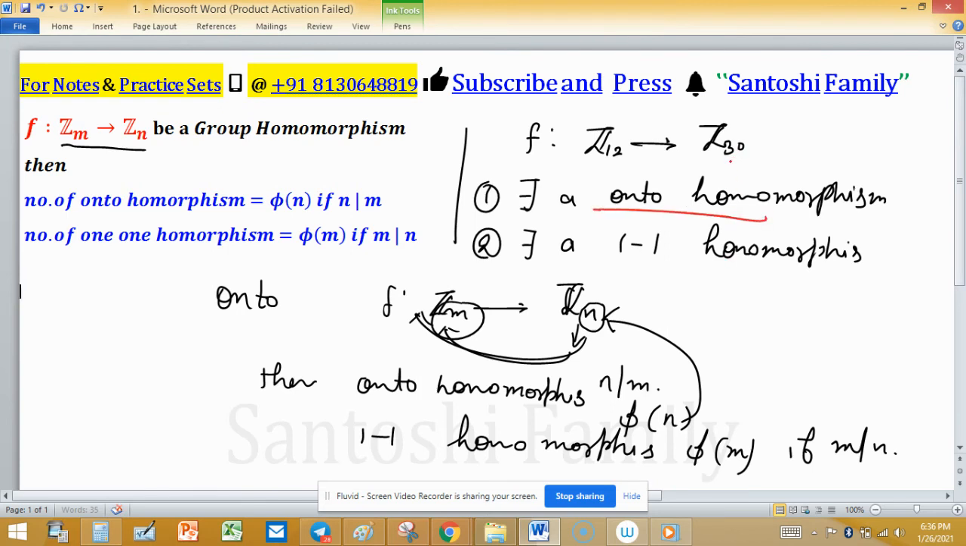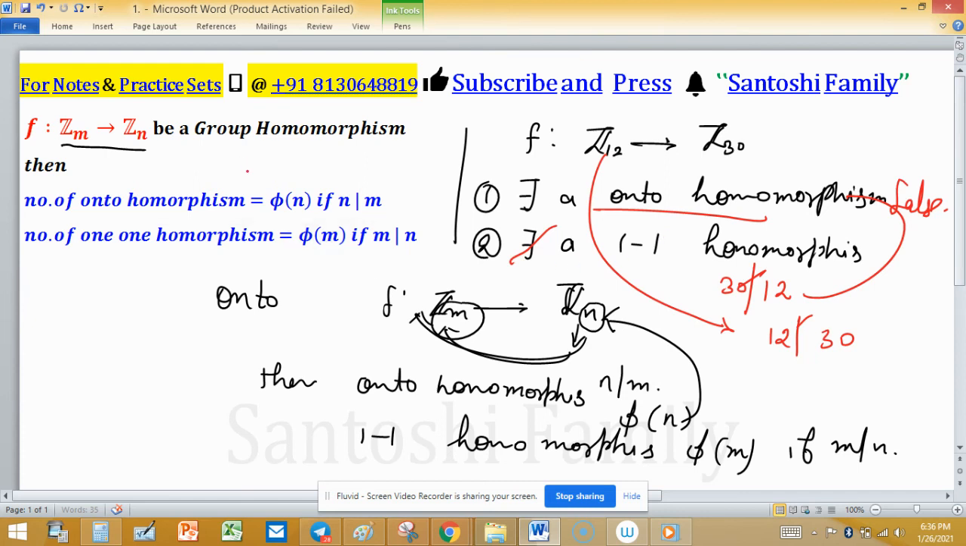For onto, 30 should divide 12 for an onto homomorphism, but 30 doesn't divide 12, so there is no onto homomorphism, so this is a false statement. Same here, 12 doesn't divide 30, so there is no one-one homomorphism. So this is the application, how to apply this formula. It's a very important formula in group theory.